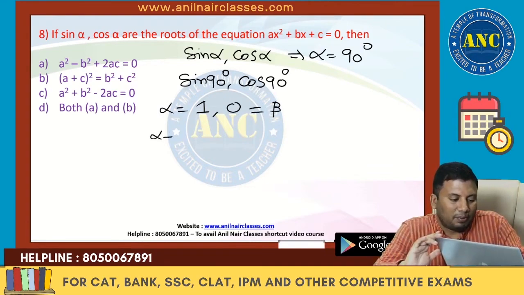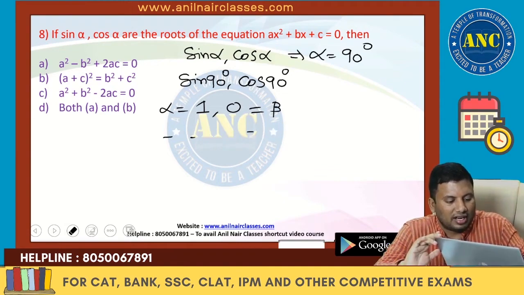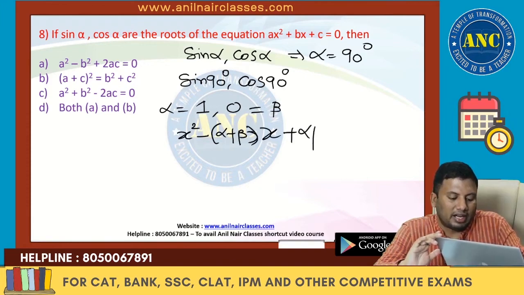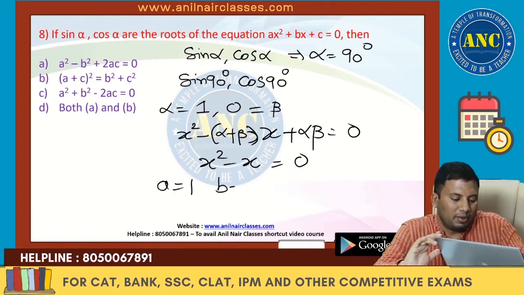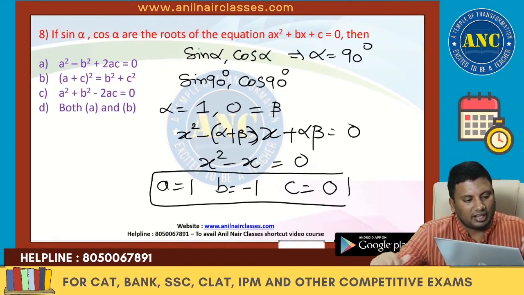So, alpha plus beta is nothing but minus b by a. I hope it is clear. So, we got this value. If I substitute this value in the equation x square minus alpha plus beta into x plus alpha beta equivalent to 0, this is nothing but x square minus x equivalent to 0. A value is 1, B value is minus 1, C value is 0. A is 1, B is minus 1, C is 0. Where is it satisfying, let us see.